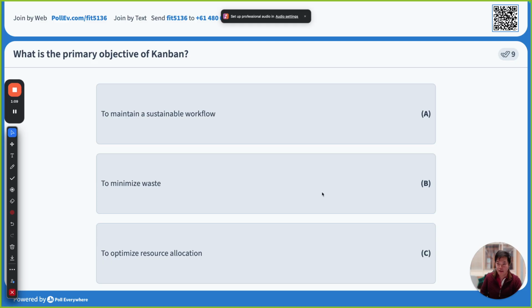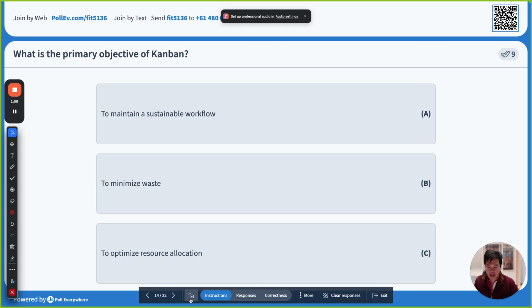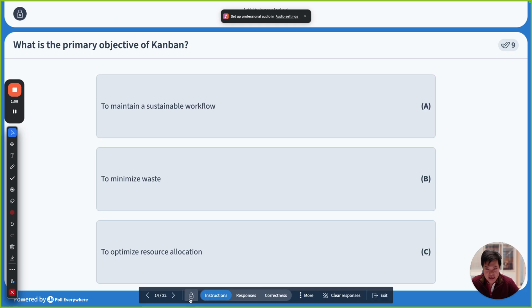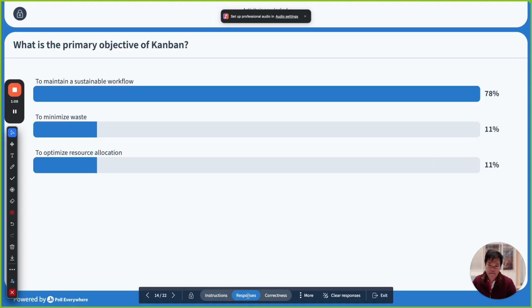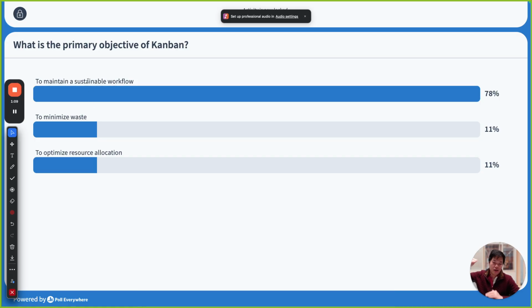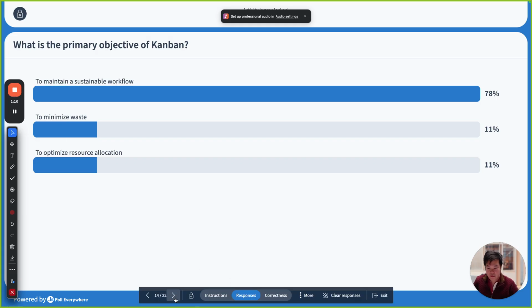Okay, we got 9 responses. What is the primary objective of Kanban? First, to maintain a sustainable workflow, minimize waste, and optimize resource allocation. So let me put it this way: the primary objective is to maintain a sustainable workflow. Yes, it is correct because it sets limits on work in progress items. These are the things that we need to do. We can limit it, and then it will create a sustainable workflow. That's right. Beautiful.